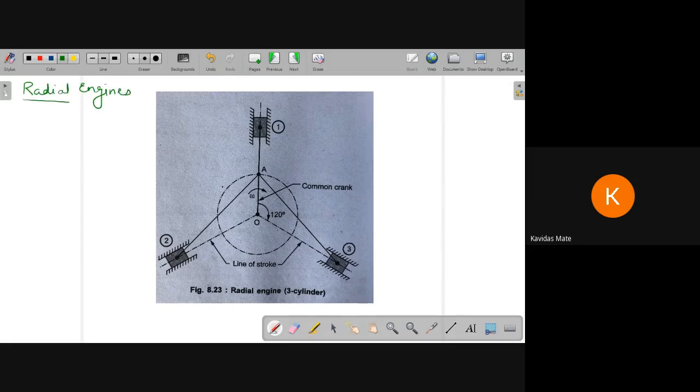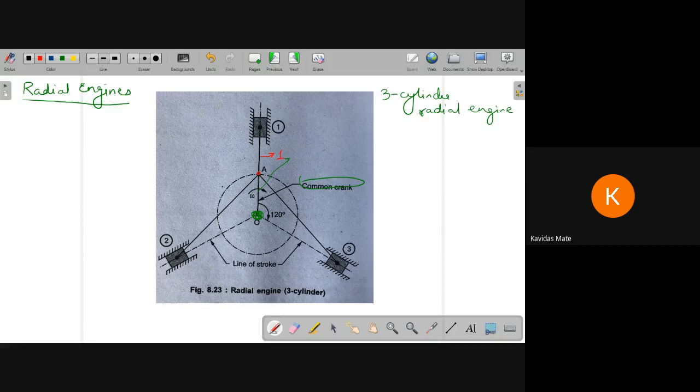So before going to the balancing of radial engines, we'll look at what we mean by radial engines. This diagram, whatever you are seeing on your screen, is showing a three-cylinder radial engine. Now, what does a radial engine mean? Radial engine means, okay, this is a crankshaft. Now, this is a crank. On this crank, we are attaching connecting rods.